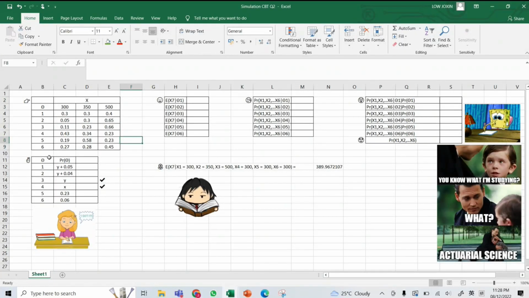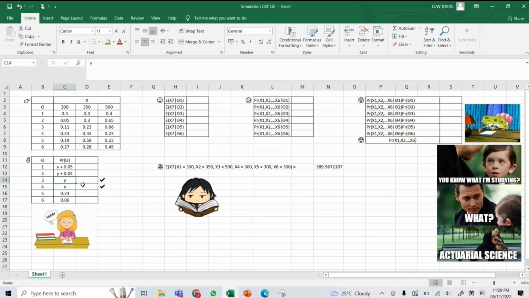According to the question, this is the probability of each theta. So the probability of theta equals 1 is y plus 0.05. And the probability of theta equals 2 is y plus 0.04 and so on. So we are asked to find what is x and y.